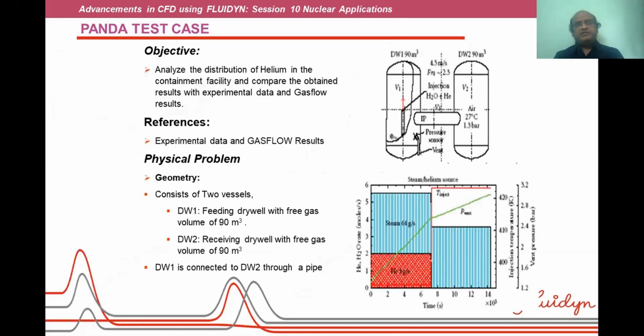Similar to TAL, there is another experimental program setup, which is called the PANDA. In TAL, there was only one vessel, whereas in PANDA, there are two interconnected vessels. These are called dry wells.